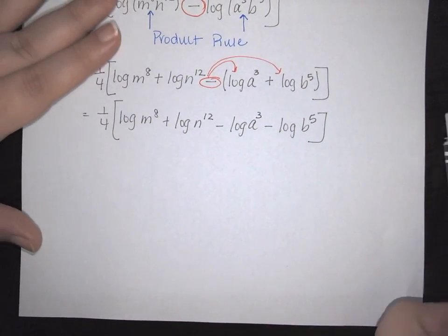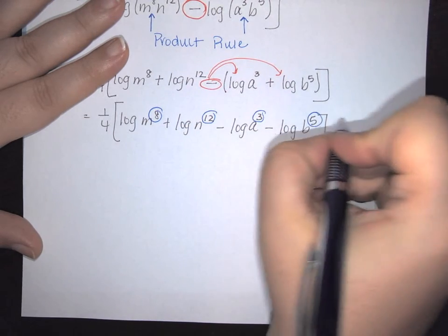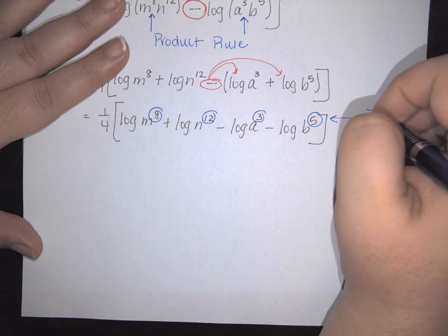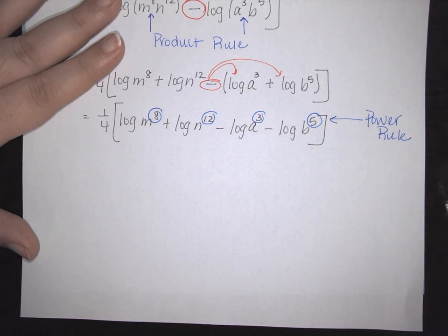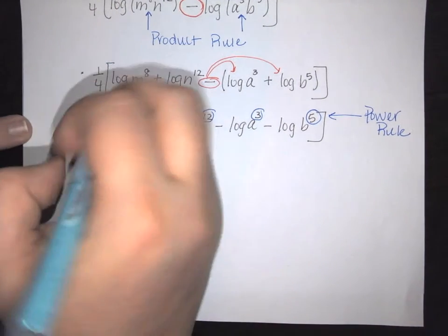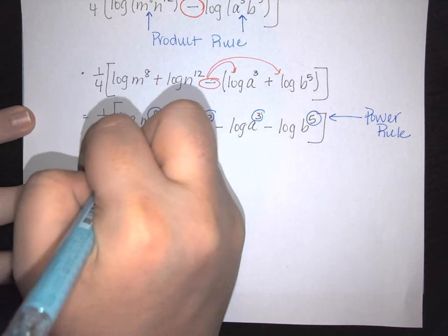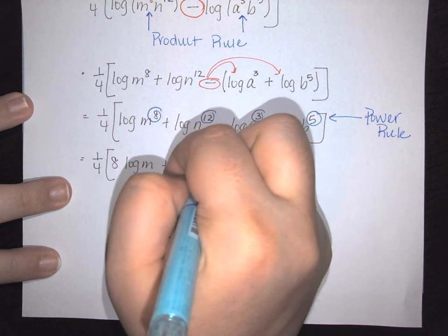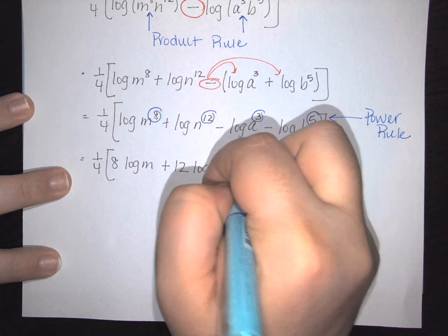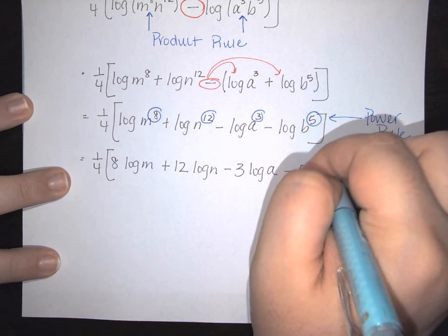Okay, now let's keep going. I have all of these powers. So these are going to follow that power rule again that we used in the very beginning. So my power rule is going to apply to each individual log. So this is still going to have the 1/4 on the outside, but now I'm going to have 8 log of m plus 12 log of n minus 3 log of a minus 5 log of b.